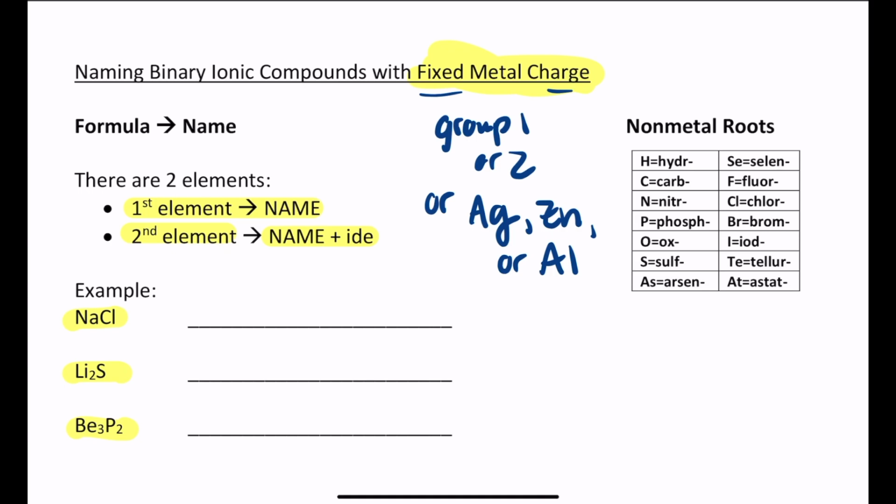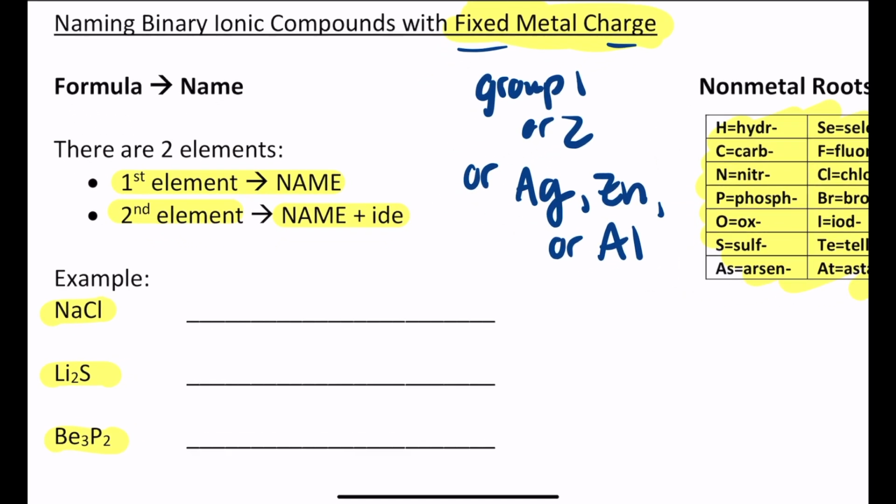But if you're in doubt, you can always use this table of information to show, oh yeah, that's where I cut off the ending and change the ending to "ide." So for an example here, NaCl. Na is sodium. We just write the name. Cl, that's chlorine, but we're going to change the ending to "ide," so we're going to say chloride. Okay, awesome. So NaCl is sodium chloride.